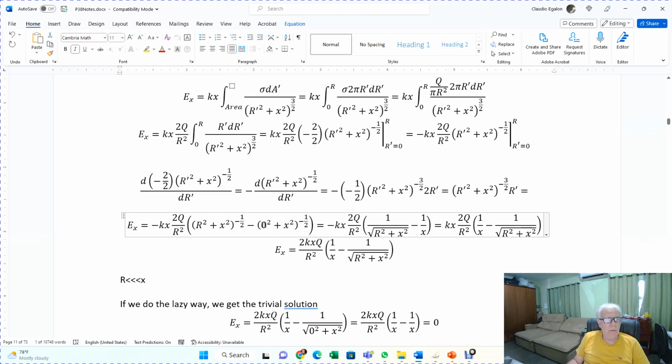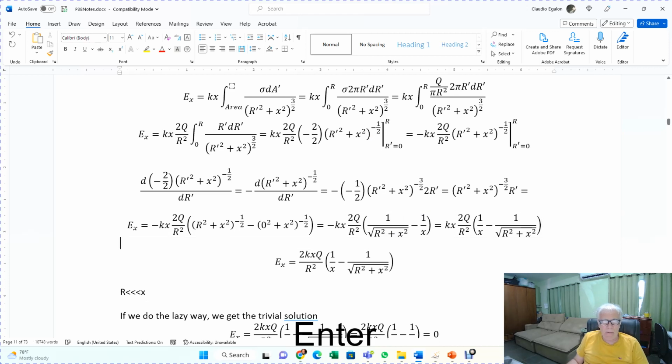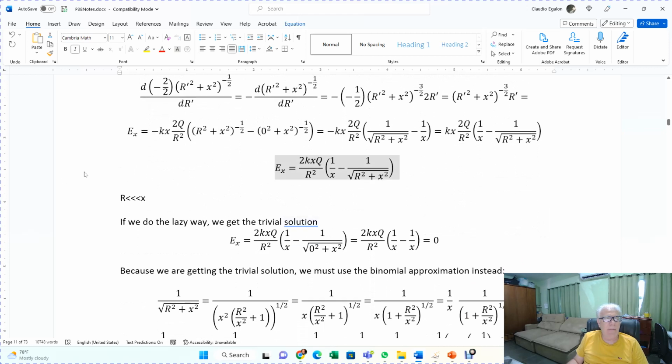Square root, negative the square root. Okay, we get this value, we get this ratio as well. And that's our final electric field of the ring.